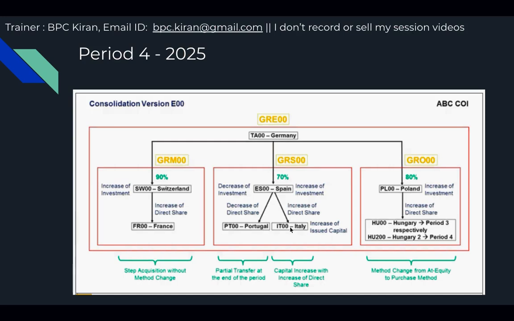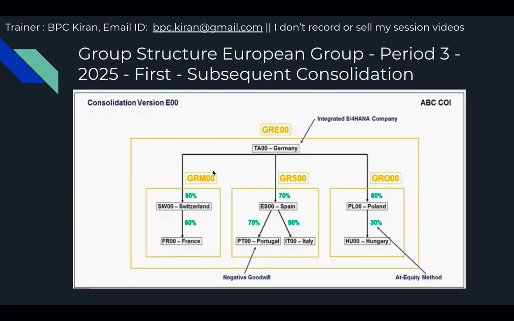So Spain investment in Italy. Whatever I am talking about in this structure, this is period 3. I maintained 3 periods in this course, as it is designed in S4F 96. So first, period 3 activities. Period 3 is the first consolidation period for me. In the first consolidation period, for all these groups, we are going to generate the first consolidation document.